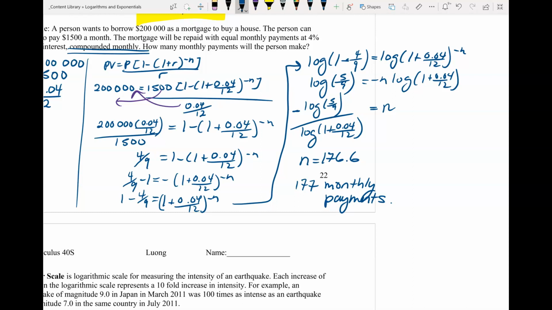So please check to make sure that you know how to plug this into the calculator correctly, because if you don't, then you have to reevaluate how you're doing it, and if you need help, please just contact me and I'll try to help you through with that.